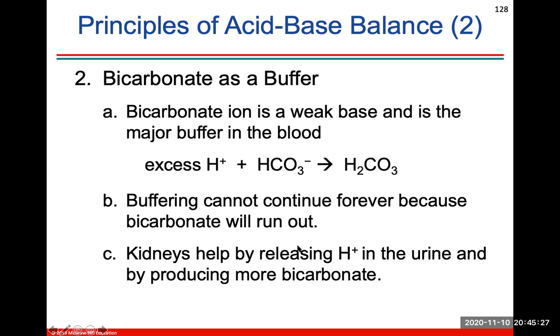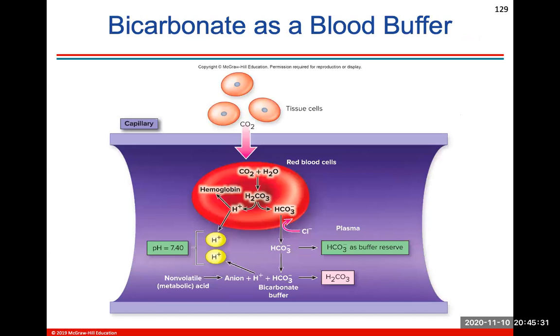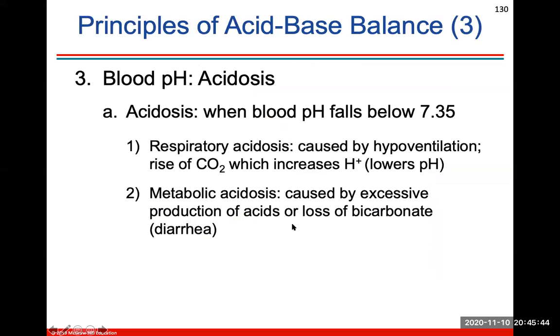Kidneys will help by releasing hydrogen ions in the urine and by producing more bicarbonate. This shows how carbon dioxide will be turned into the bicarbonate ion, and that's how it's transported in the blood, and it acts as a buffer. This is important when we talk about acidosis.